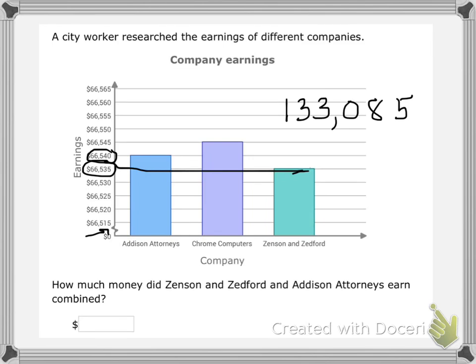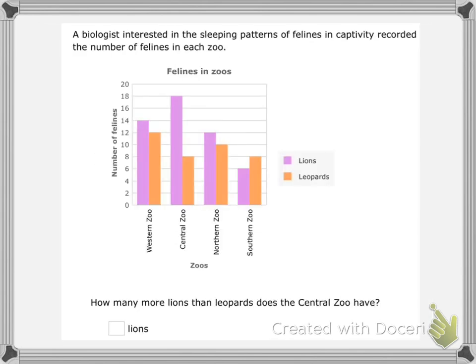And it should be $133,085. You can use your calculator to double check that. I just did that with mental math, and I see I did some mental math incorrectly. 4 plus 3 is 7 here. So it should be $75 instead of $85. All right, on to the next question.